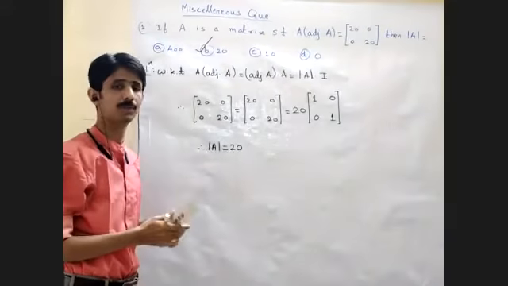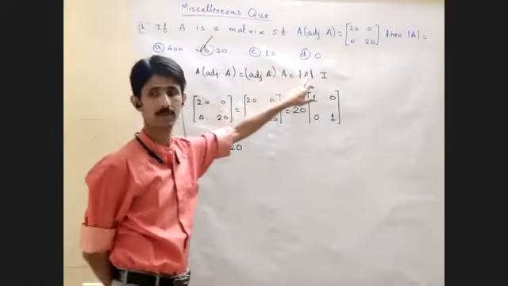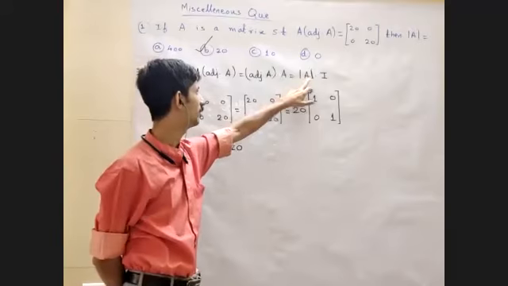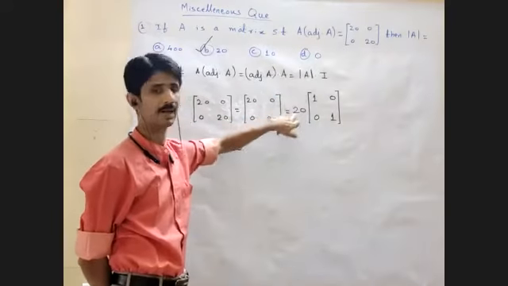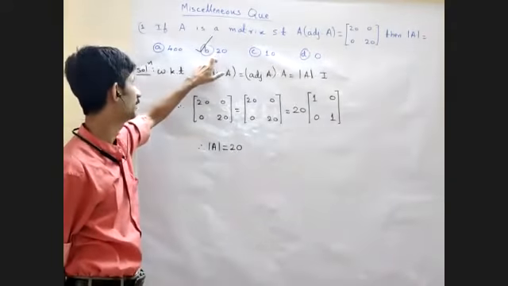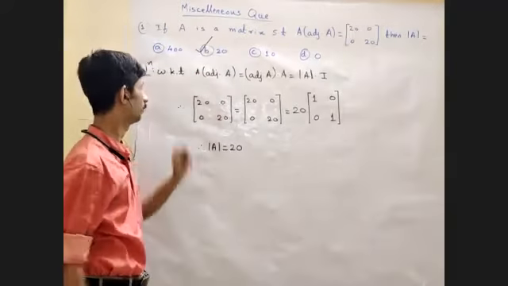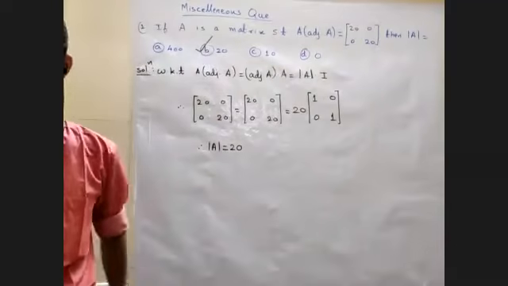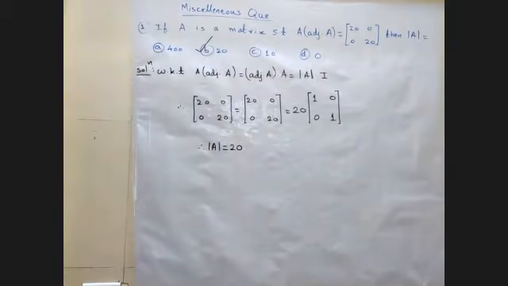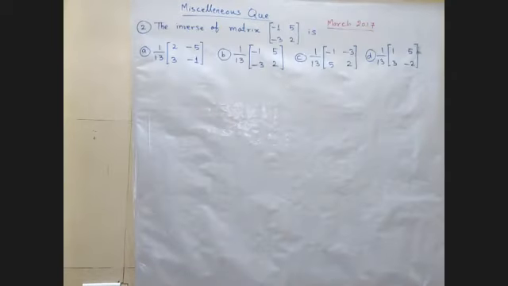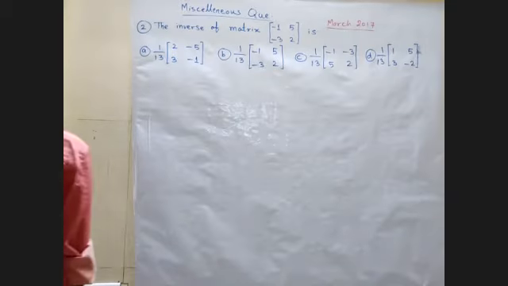So by using the property of adjoint, we have found out value of the determinant of A and value of the determinant of A is nothing but equal to 20. Option B is the correct answer. Please make a note of this. Please note down. Next question, question number 2.